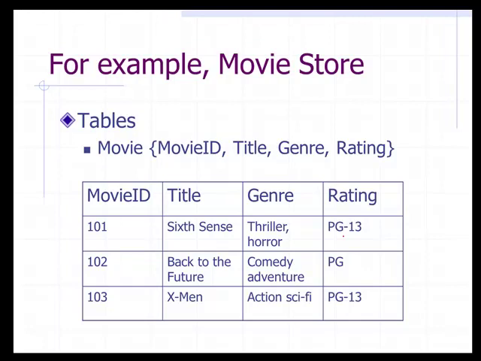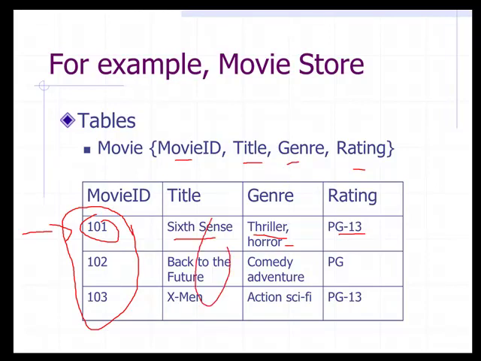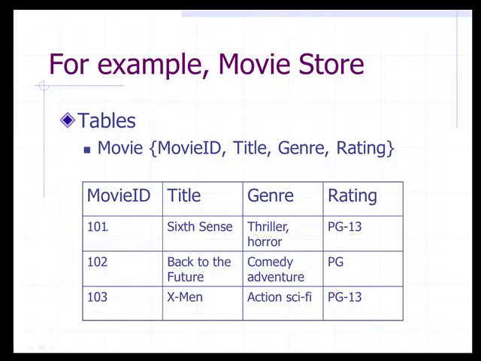The first table I want to create is the movie table. The movie table has movie ID, title, genre, and rating, and these are the rows in this particular table. So for example, movie ID 101 is the movie Sixth Sense, genre thriller, horror, rating PG. Now these numbers here, the movie IDs, are unique IDs. The words over here can be duplicated, but the movie IDs must be unique.